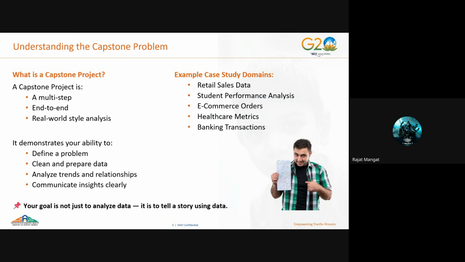Okay. So example case study domains, like the data sets in which you might be using retail sales data, as it says, it contains how much the product is selling, in how much year they sell, how many quantities of product, how much profit they have earned. So many columns will be contained in that. Then you have student performance analysis like marks, grade, year, study hours, something like that. They will be available online.